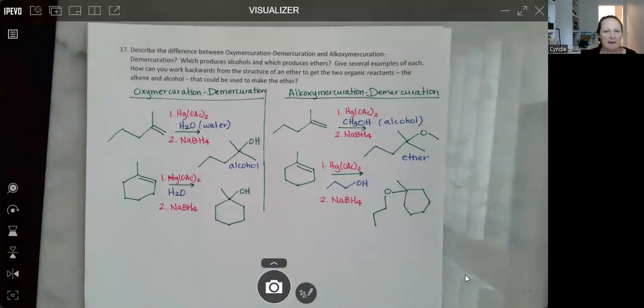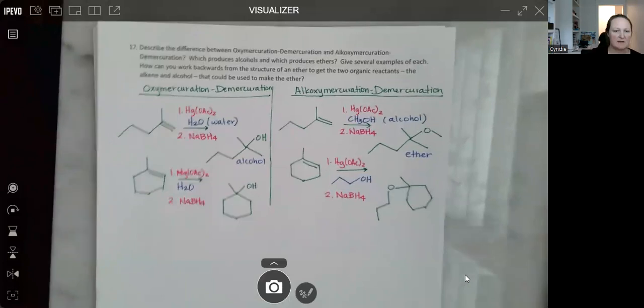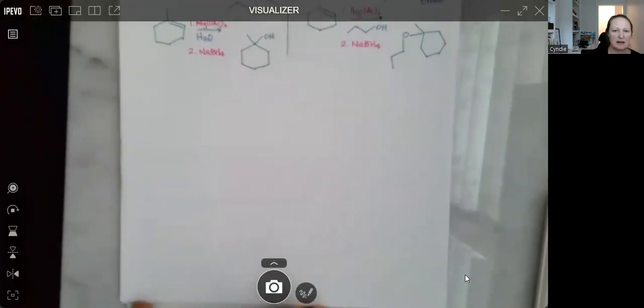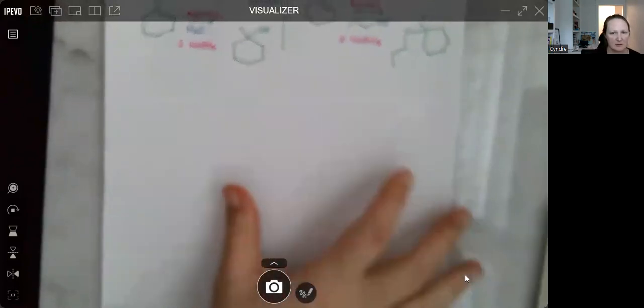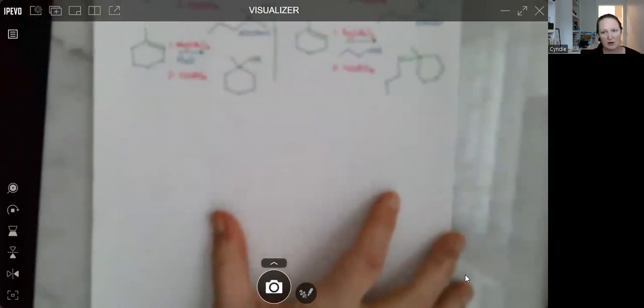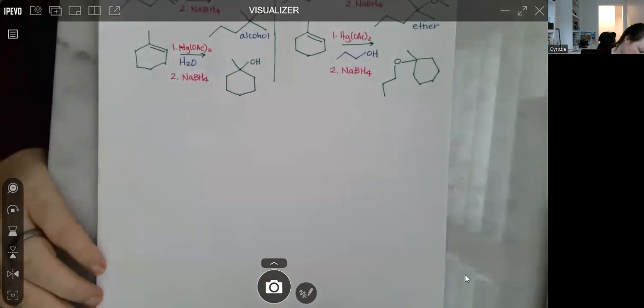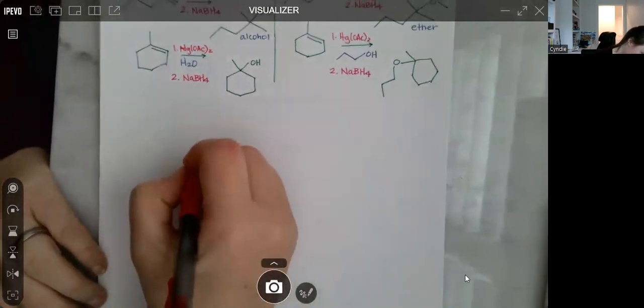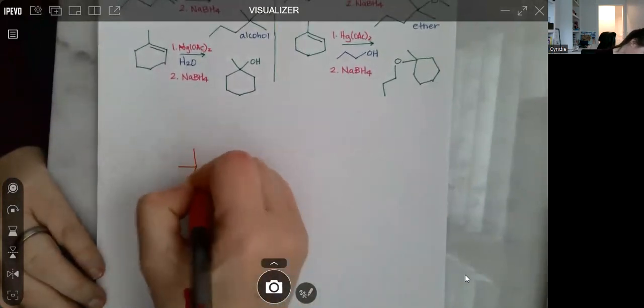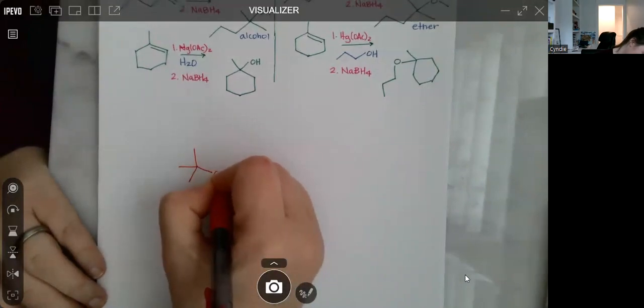product. And then the second part asks us, how can we work backwards from the structure of the ether to get the 2 organic reactants? And there could be more than one set of possible organic reactants depending on the substrate. But let's draw an ether example. So let's do something like this.